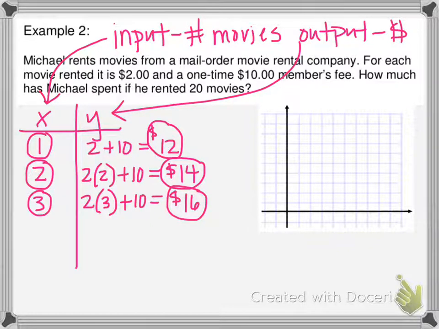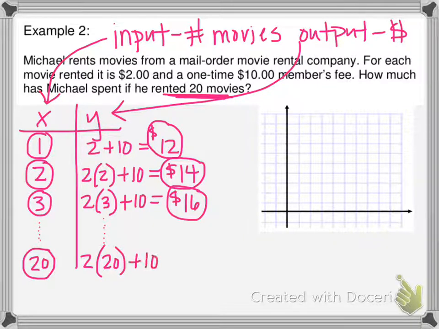The problem talks about him renting 20 movies. So we could do this pattern all the way to 20, right? And now that I see the pattern, I can just continue it. It's 2 times whatever X is, in this case, number of movies, 20 movies, so that's $40, plus that $10 membership fee. So that's going to be $50 to rent 20 movies.